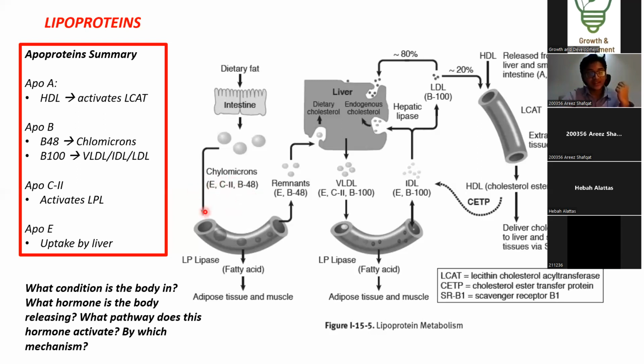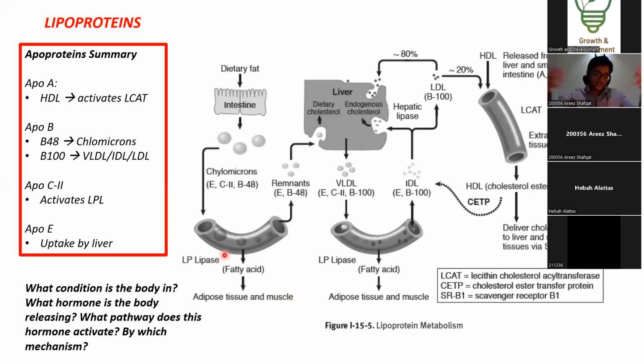What happens? As the chylomicron travels through the circulation, ApoC2 activates an enzyme called lipoprotein lipase. Lipoprotein lipase is on the endothelium of the capillaries. So you have capillaries in the adipocyte, lined by endothelium. On the surface of that endothelium, you have an enzyme called lipoprotein lipase. That lipoprotein lipase is activated by ApoC2. It basically extracts the triglyceride, hydrolyzes it to form fatty acid, and that fatty acid is stored in the adipose tissue and in the muscle.